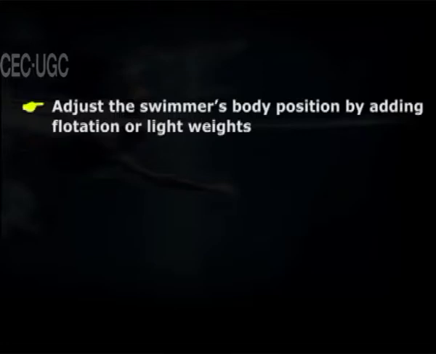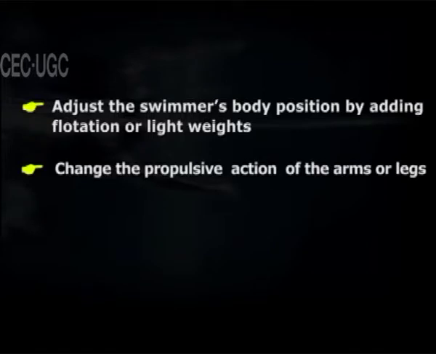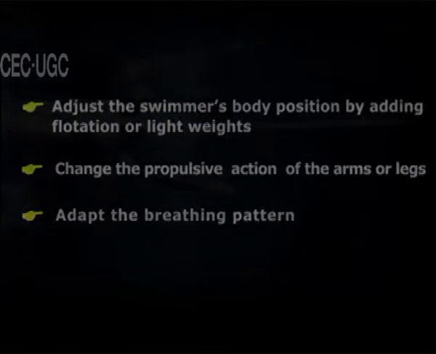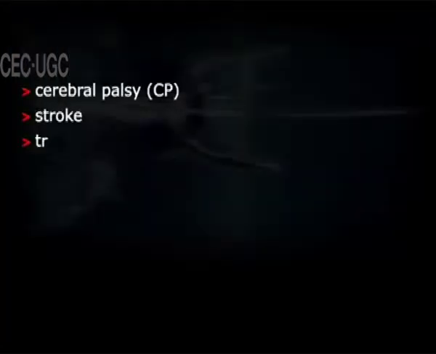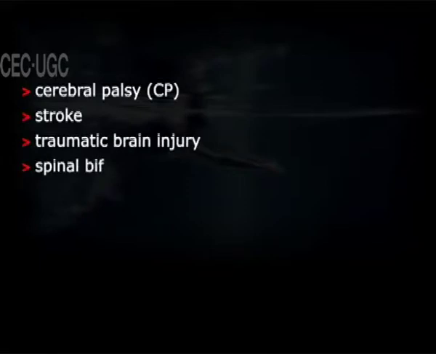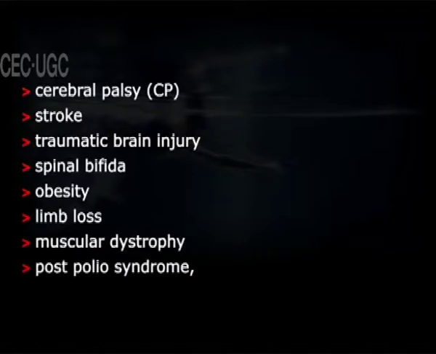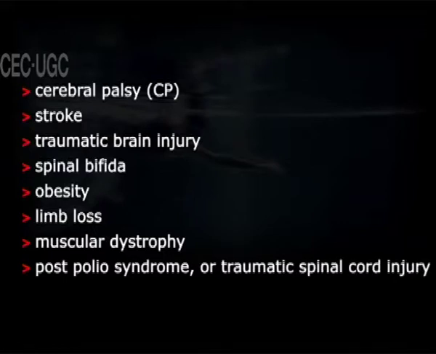In this, the instructor might need to, number one, adjust the swimmer's body position by adding flotation or light weight. Next point, change the propulsive action of the arms or legs. Next point, adapt the breathing pattern. Adjusting the swimmer's body position is typical for people who have disabilities such as cerebral palsy, CP, stroke, traumatic brain injury, spina bifida, obesity, limb loss, muscular dystrophy, post-polio syndrome, or traumatic spinal cord injury.